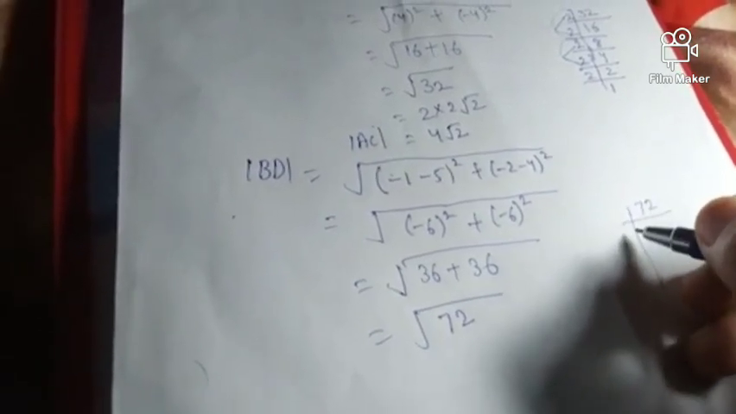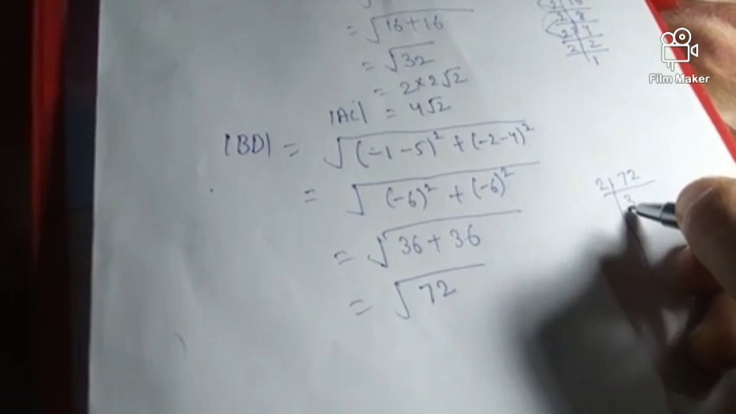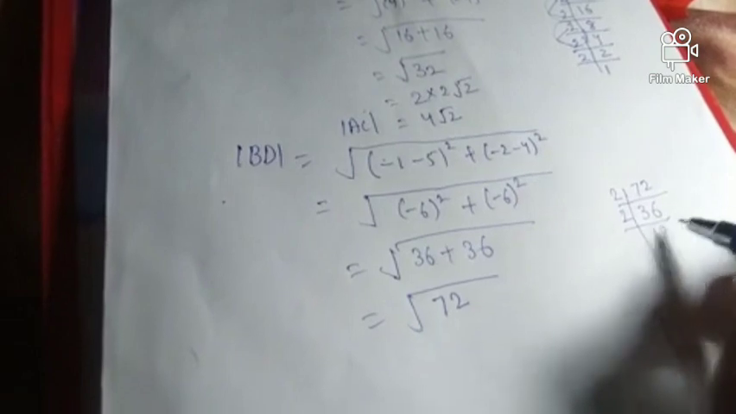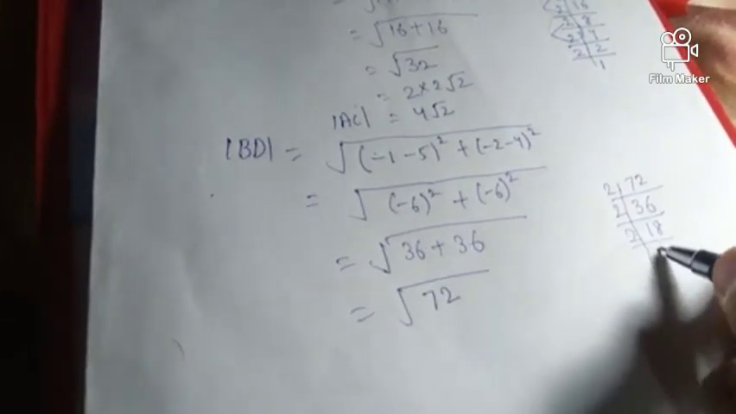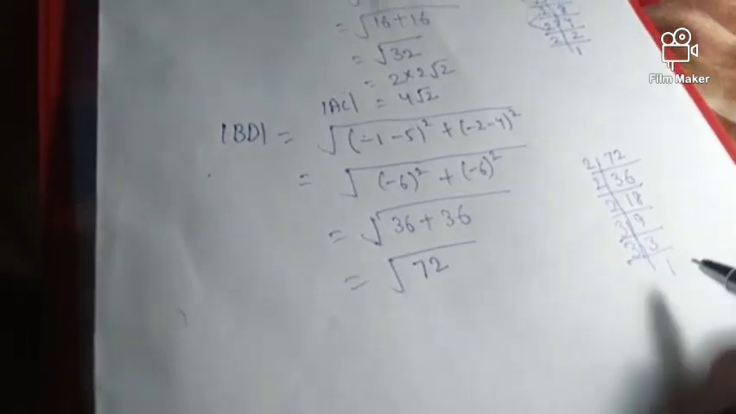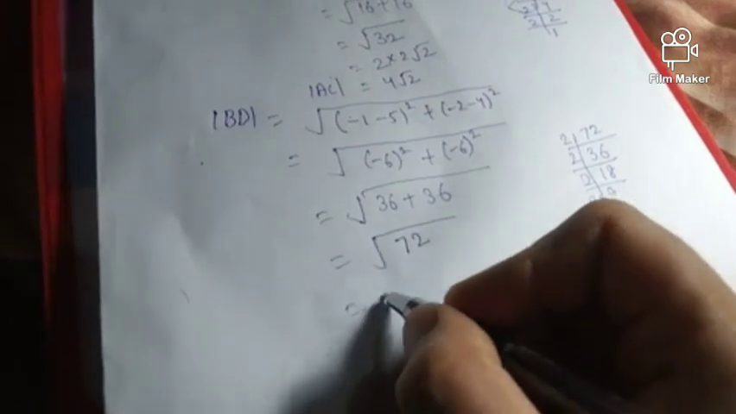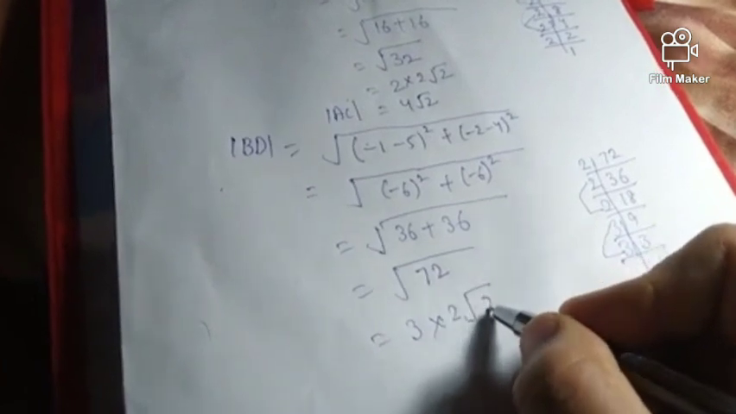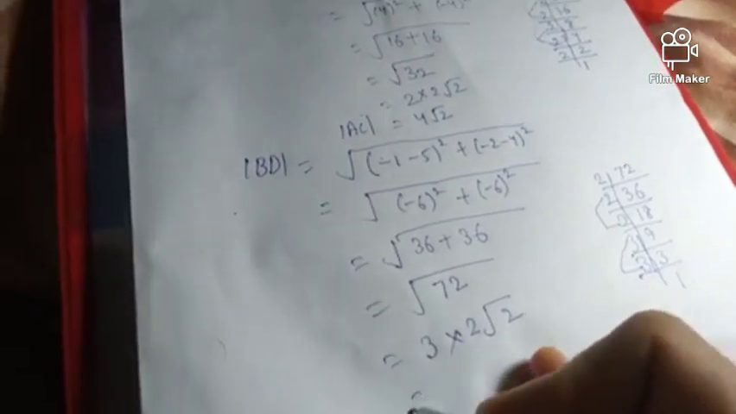Now make the factors of 72, sorry, not 76. 2 3s are 6, 2 6s are 12, 2 8s are 16, 2 9s are 18, 3 3s are 9, 3 1s are 3. From these two 3s, one 3 will come out. From the next two 2s, one 2 will come out. One 2 will remain inside the square root. So this will become 6 root 2. Clear to all? Now we have found the length of diagonal 1 and diagonal 2, that is AC and BD.